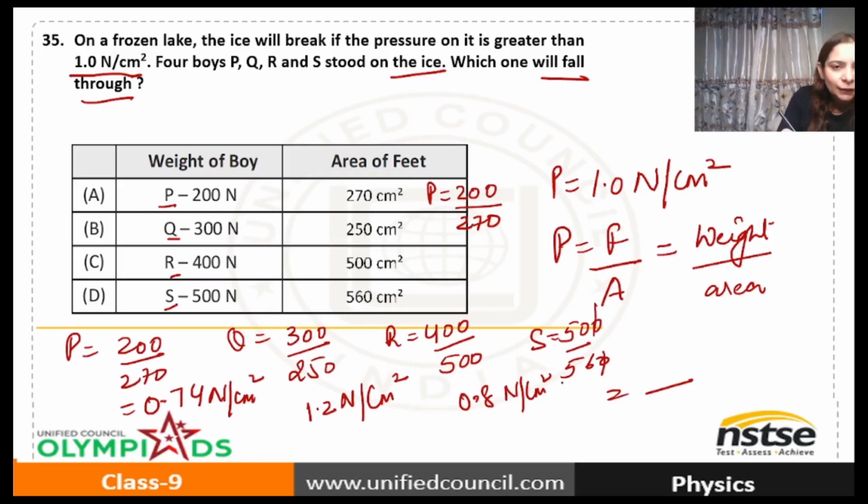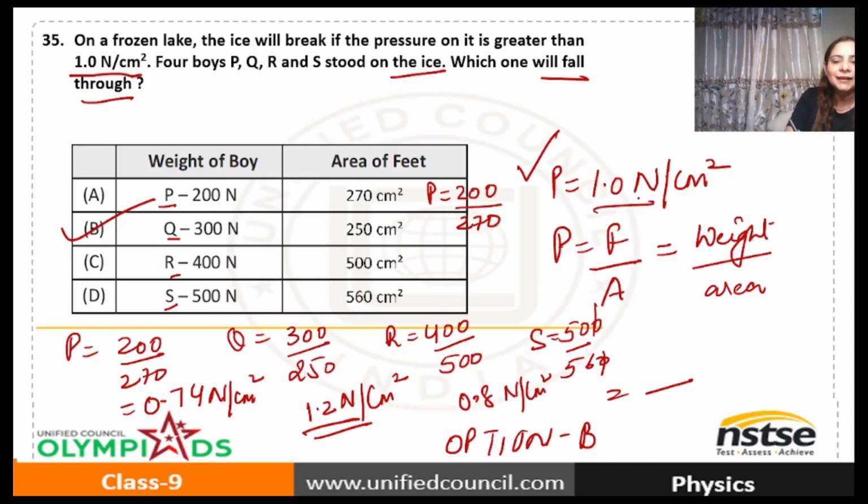Now the one which will fall through is obviously the one which exerts more pressure than that. So 1.2 is more than 1, because the ice can withstand a pressure of only 1. Therefore the correct answer is option B, that is Q. It means boy Q will fall through because the pressure exerted by him is more than the pressure the ice can withstand.